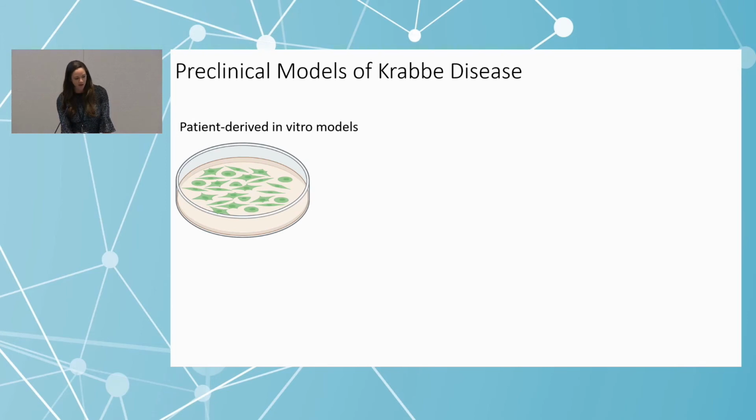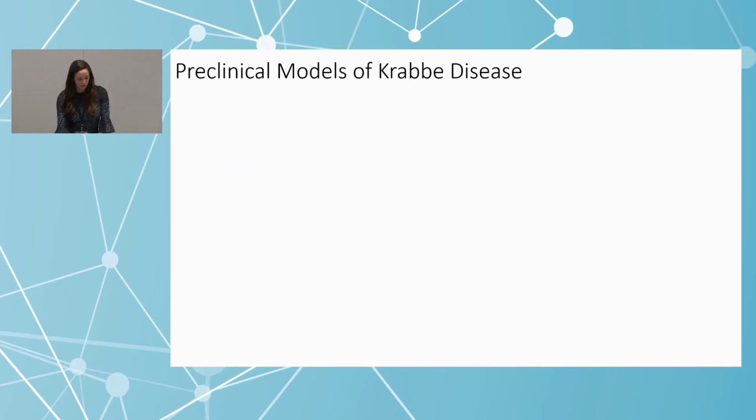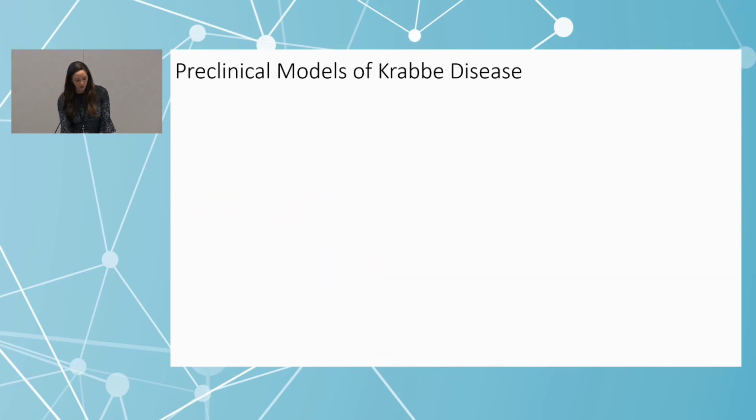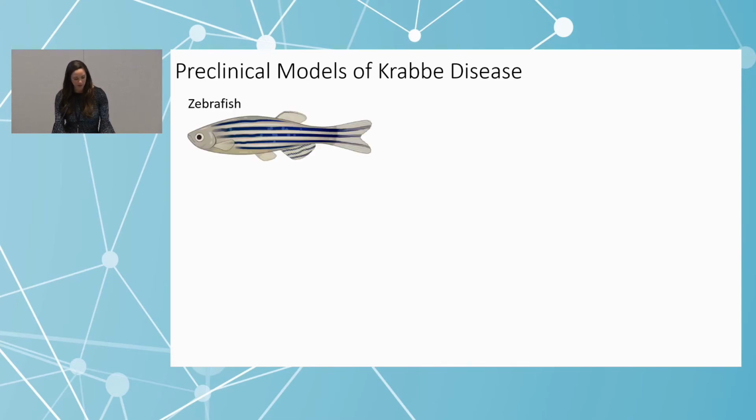So first off, we have a number of patient-derived in vitro models of Krabbe disease. If we just look at the Coriell models, there are over 30 different lines of Krabbe disease. These include iPSCs, fibroblasts, and a number of lines involved in biobanks from NIH and others.